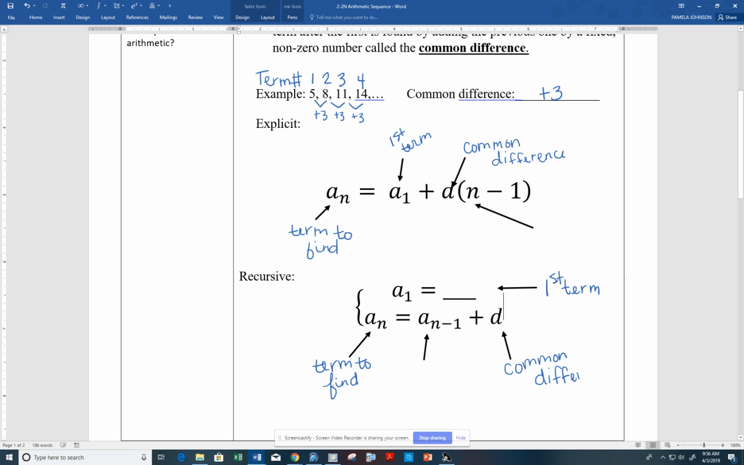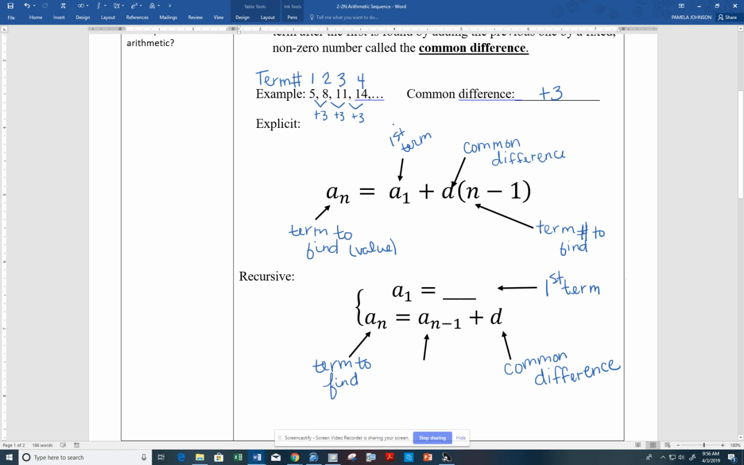So we'll talk about the n first. The n in the explicit formula is the term number you're finding. Now this a sub n, where it says term defined, is actually looking for the value. What is the number that is in that spot, whereas the n is actually the spot number.